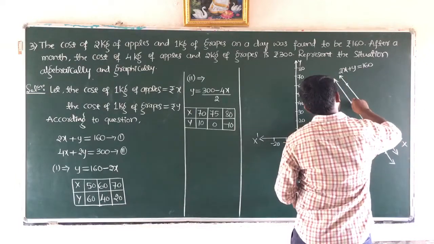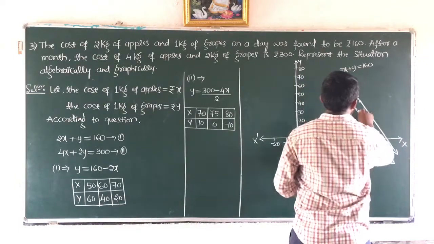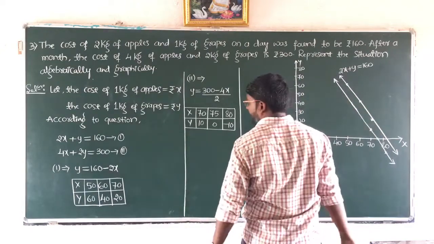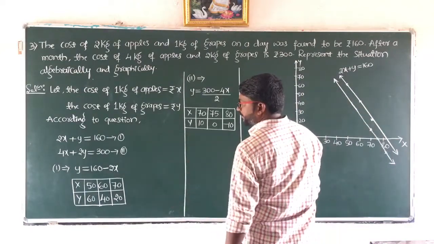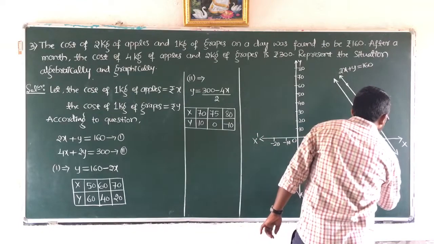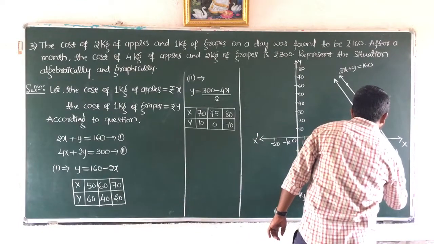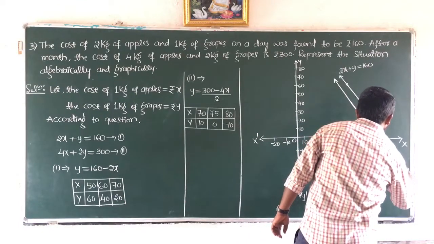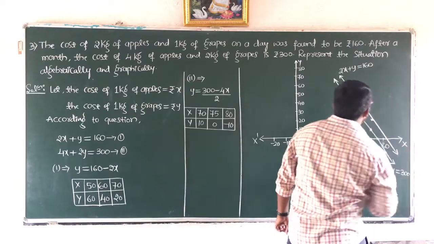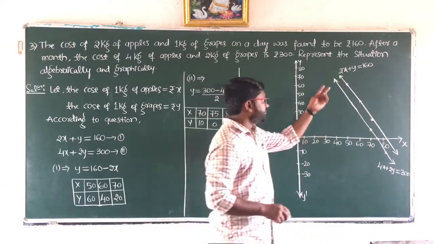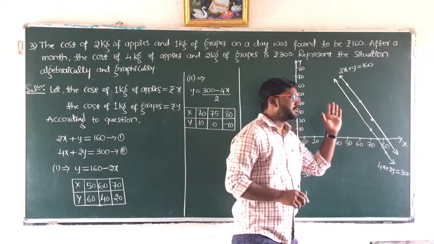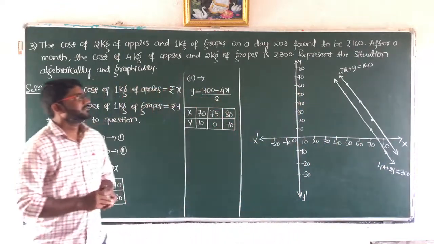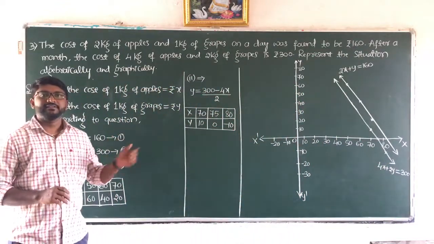Here we have to write the equation. The second equation is 4x plus 2y is equal to 300. So these two are parallel lines. So this is all about the third problem. With this we have completed exercise 3.1.